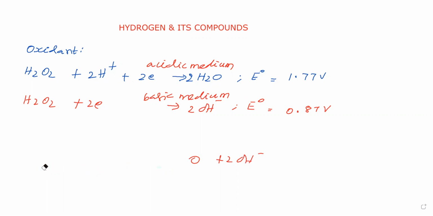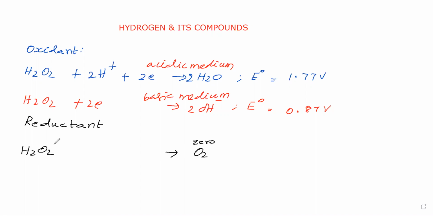Next we have to say hydrogen peroxide acting as a reducing agent, reductant we have to take. In the reductant in the sense, this -1 oxidation number should become 0. That means it should undergo oxidation. So -1 oxidation number should become 0 in the sense oxygen molecule. Here oxidation number is 0. Here -1 oxidation number, now it is 0 oxidation number. Therefore, it is undergoing oxidation.